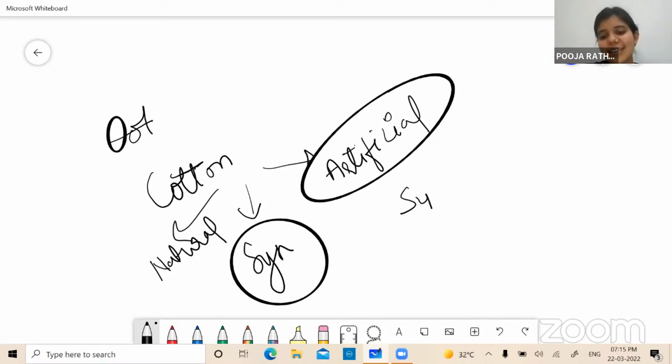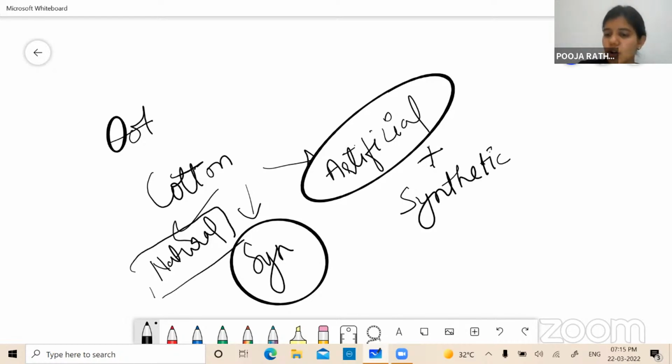Yes, synthetic matches with artificial. Synthetic mostly matches with artificial, but we sometimes call natural fibers synthetic too, when we develop a particular fiber from a natural one. Then they will also be called synthetic. Okay, so we will match synthetic with artificial, and cotton is a natural fiber.